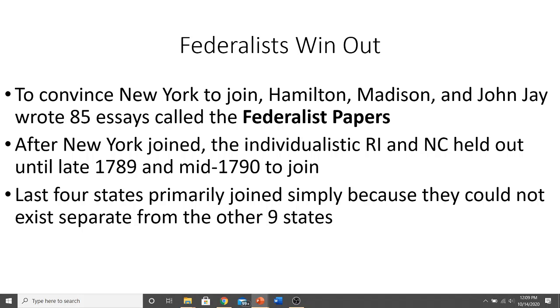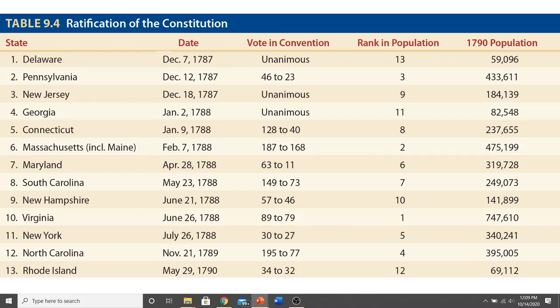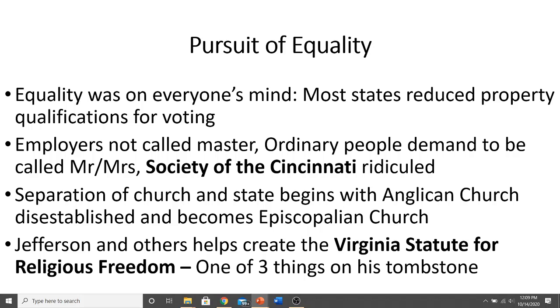So to convince the remaining states, New York ends up being convinced by papers written by Hamilton, Madison, and John Jay called the Federalist Papers. They're able to argue successfully that the federal system under the Constitution would be much more successful for everyone and made more sense than the Articles did. So after New York decides to join, the individualistic Rhode Island and North Carolina hold out until 1789 and mid-1790, and that's because they were waiting on a Bill of Rights and that agreement to be held up. So that brings us to what was going on in the minds of Americans throughout this time period.